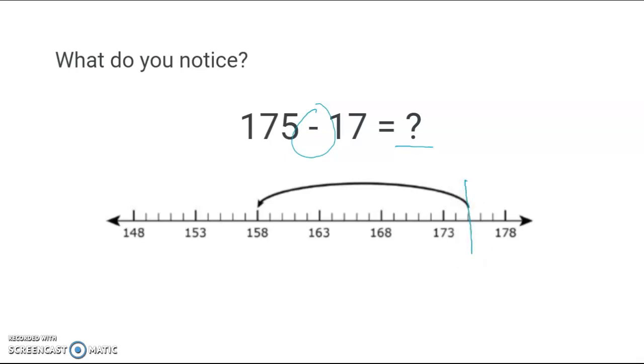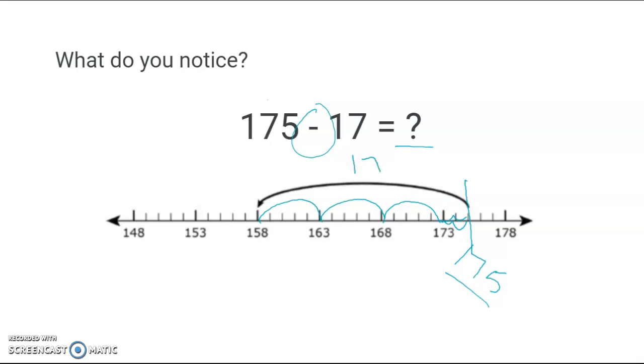I also notice that my number line, if I look over here at where it is starting, I can see this is 173, 174, 175. So it is starting at 175. This number line is starting at the same spot as my equation. I wonder if I jump backwards, so here I have 5, 10, 15, 16, 17. So this is a jump of 17.